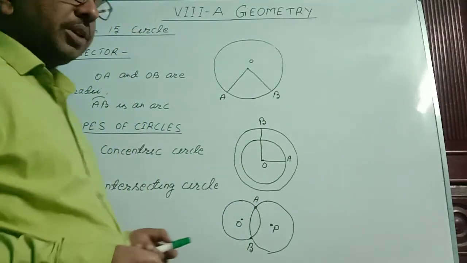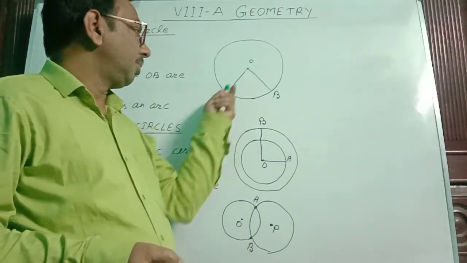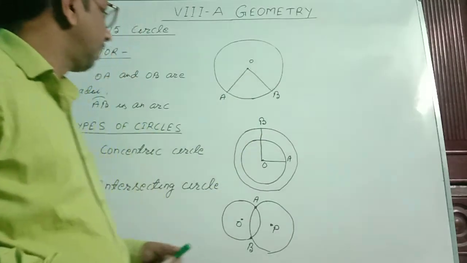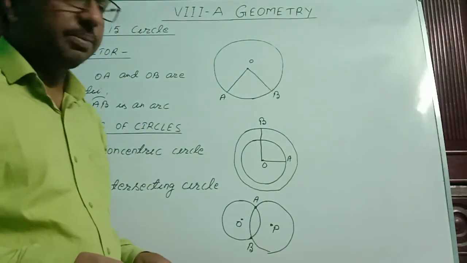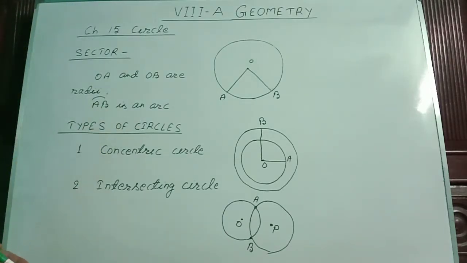So again I repeat the definition of sector. A sector is a region that is enclosed by two radii and an arc. This side also and that side also. There are two types of sector: minor sector and major sector. Now we come to types of circles. There are two types of circles.